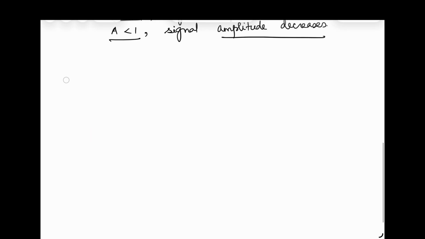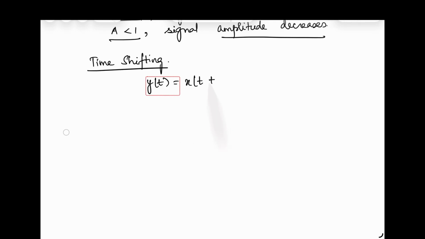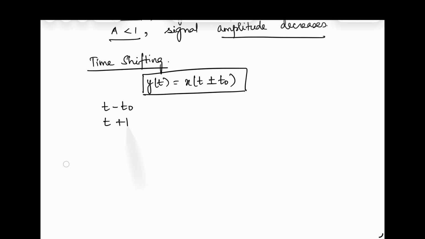Then the next operation is time shifting. How can I represent the equation? Y of t is equal to x of t plus or minus t naught. This condition represents the time shifting. When I talk about time shifting, you can either have t minus t naught or t plus t naught. If it is t minus t naught, the signal gets delayed. And if it is t plus t naught, you can see there is some advancement in the signal. Delay in the signal and advancement in the signal.